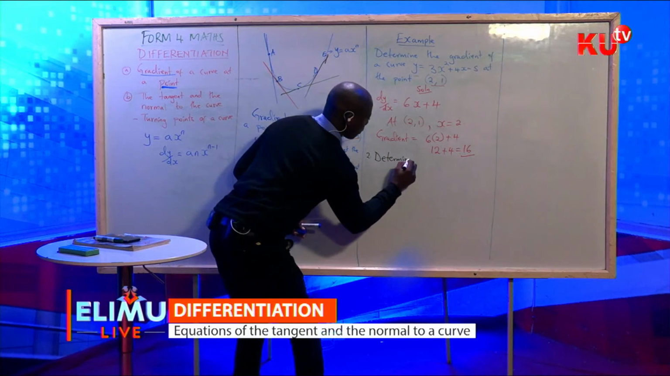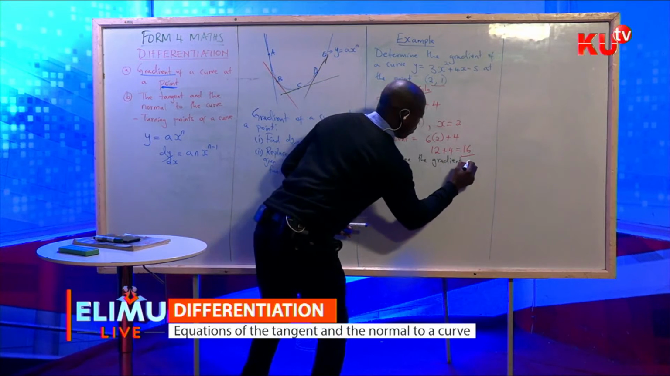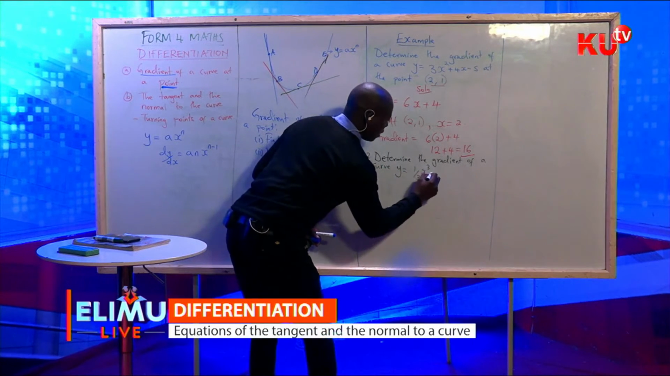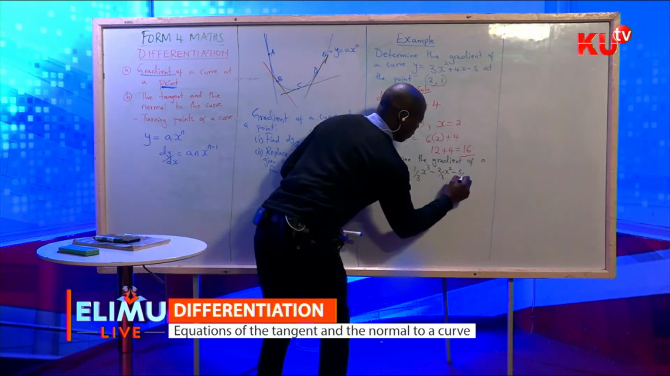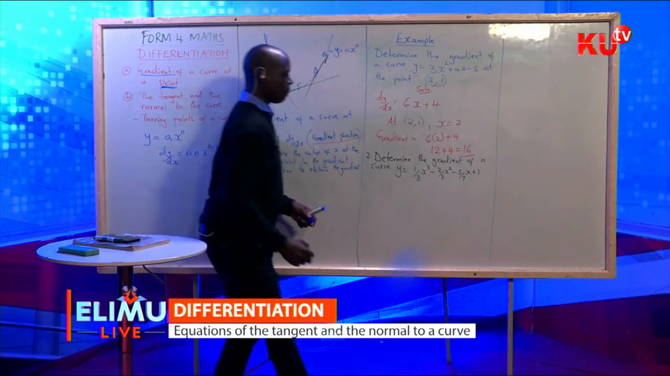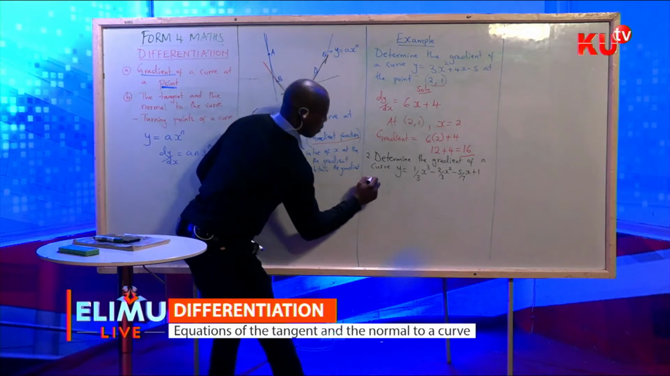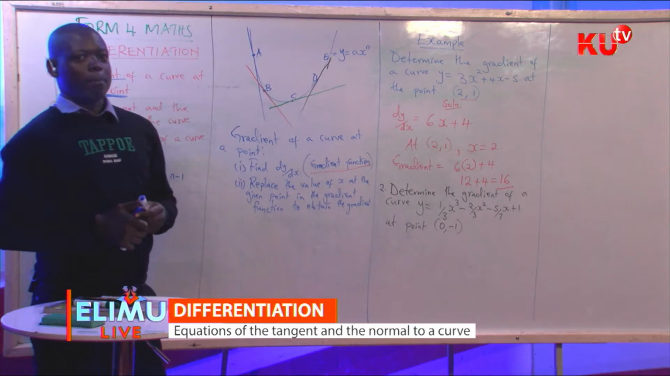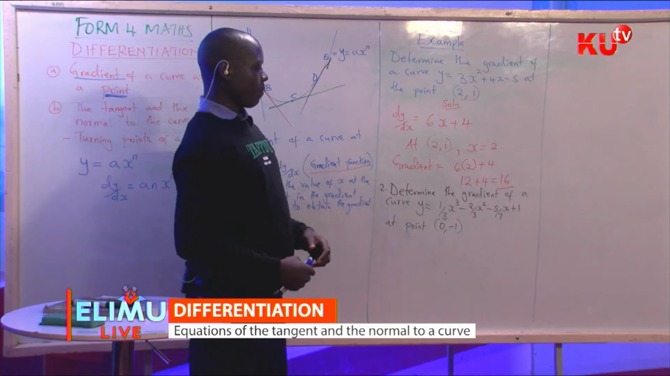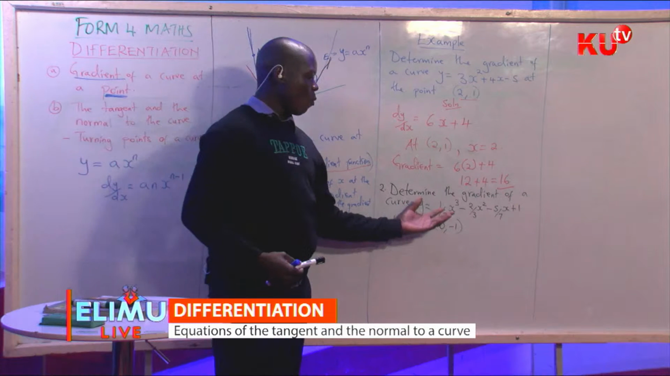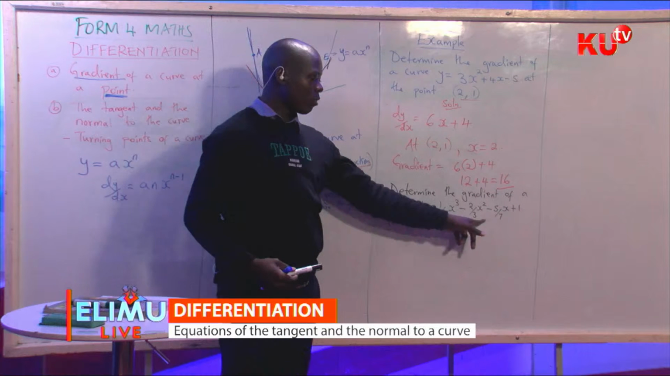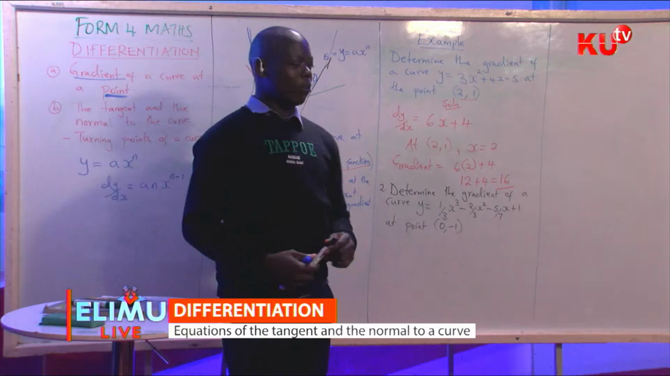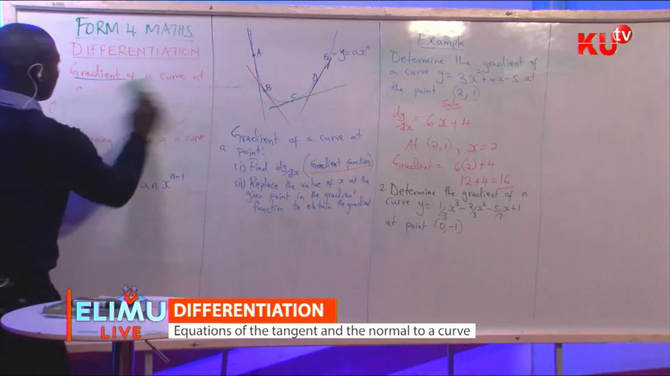Determine the gradient of a curve y is equals to 1 over 3x power 3 less 2 over 3x squared minus 5 over 7x plus 1. We determine the gradient of the curve at the point 0, negative 1. Determine the gradient of the curve y is a third x cubed less 2 over 3x squared less 5 over 7x plus 1 at the point 0, negative 1. Students, so let's discuss it together and get the gradient.